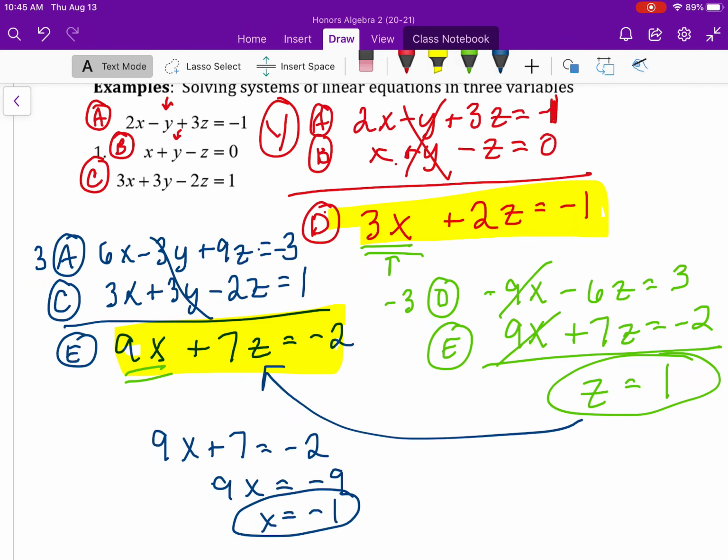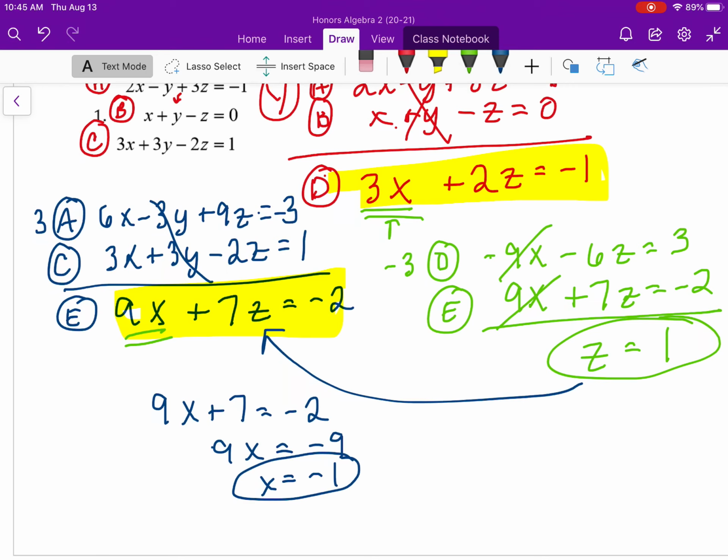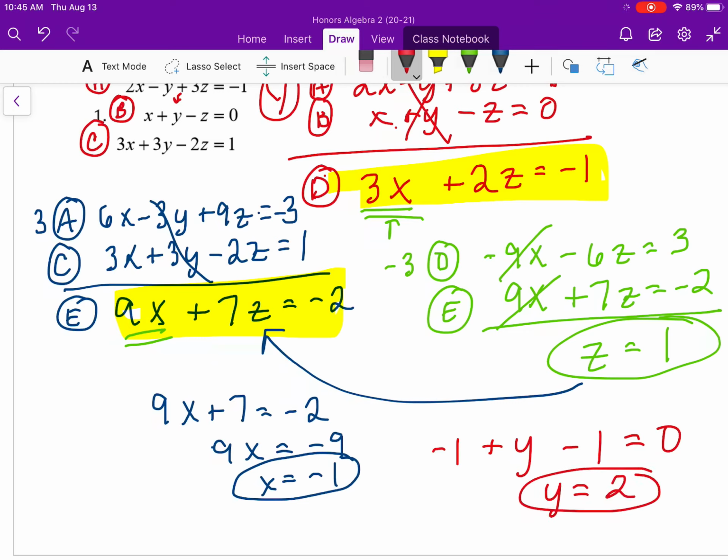And now I have 2 of 3 variables. So pick any of the originals to go ahead and plug x and z into. Let's just plug it into B. So B is going to be -1 plus y minus z, which is 1, equals 0. We get y equals 2.